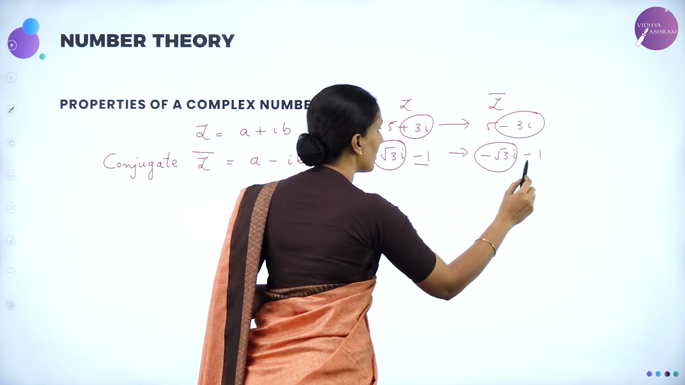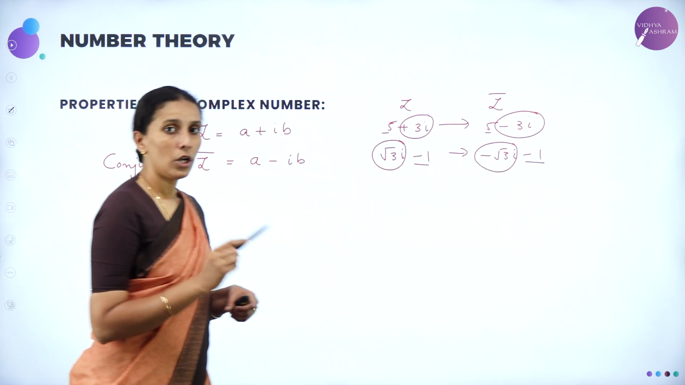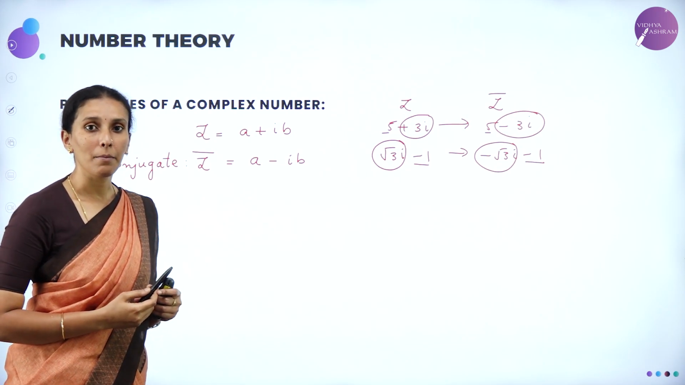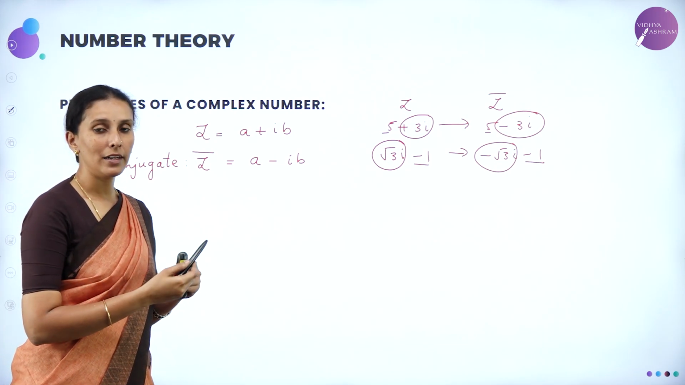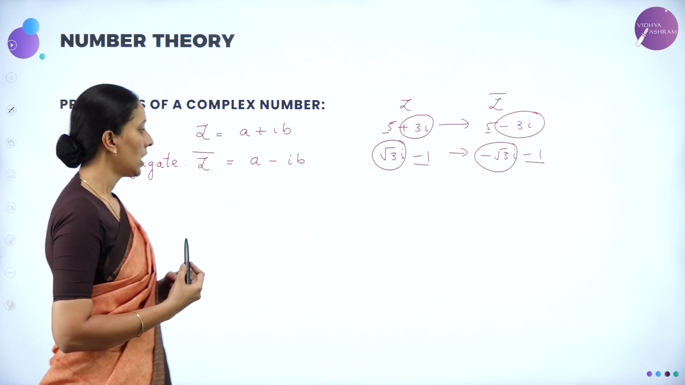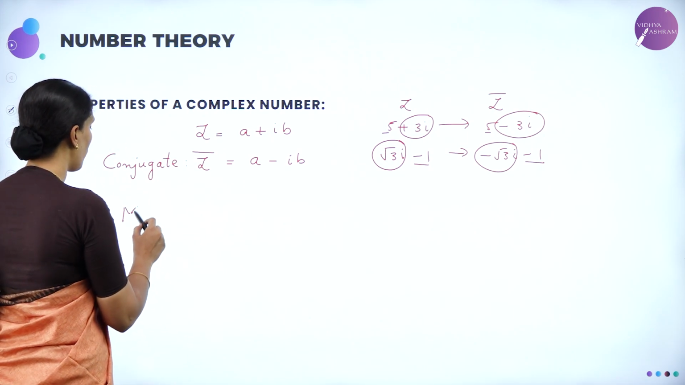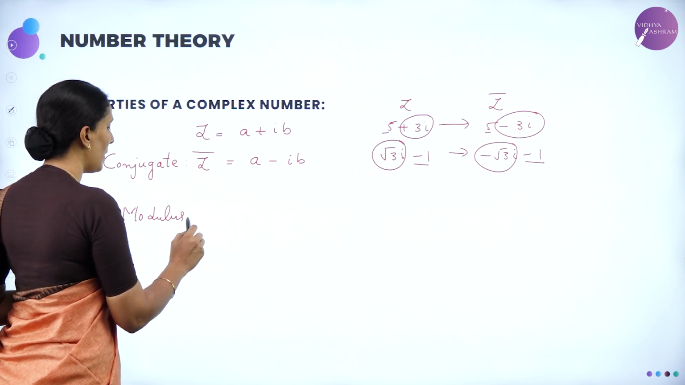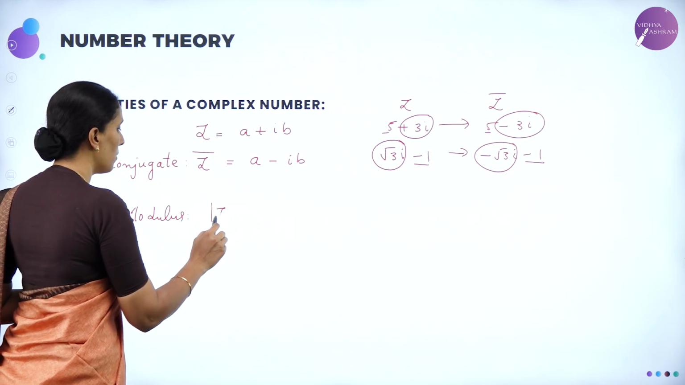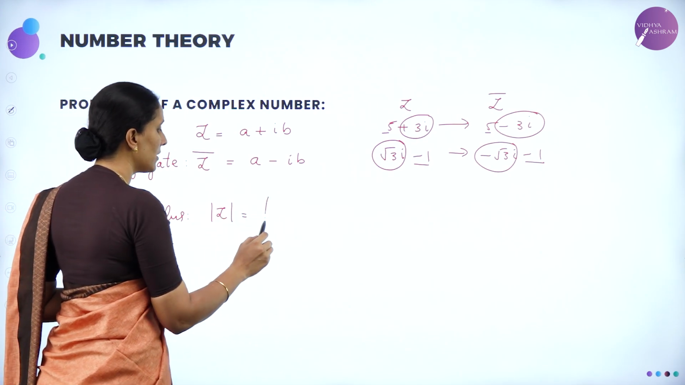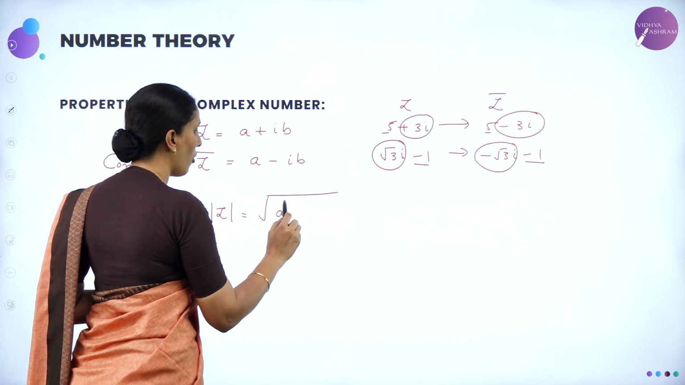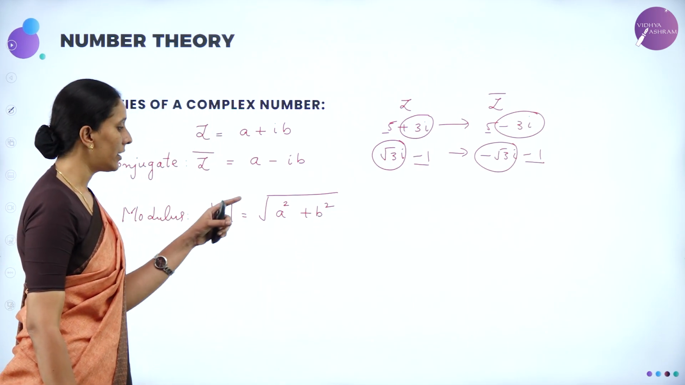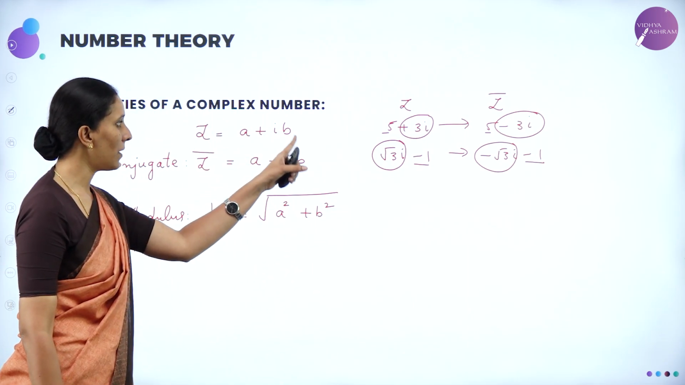So the real part remains the same. The conjugate of a complex number means you change the sign of the imaginary part, plus to minus or minus to plus. The next thing is the modulus of the complex number. The modulus of a complex number is denoted by modulus z, which means it's the square root of the sum of the squares of the real part as well as the imaginary part. It is the square root of a square plus b square.